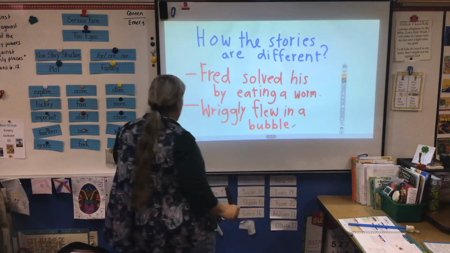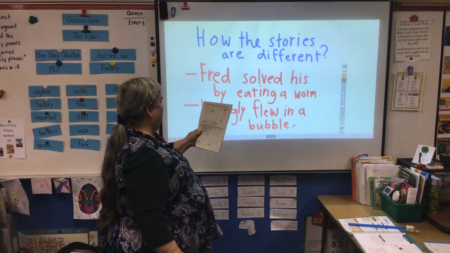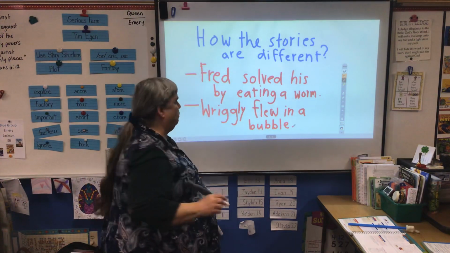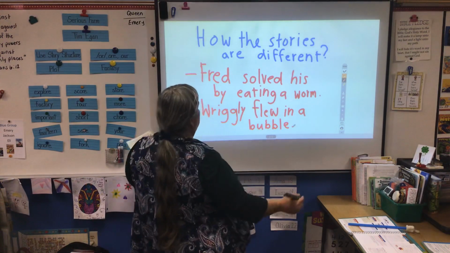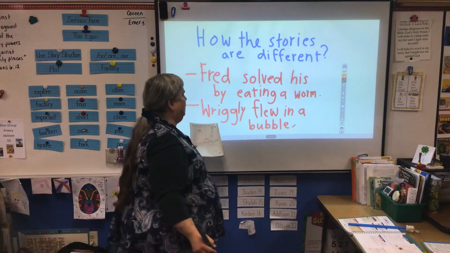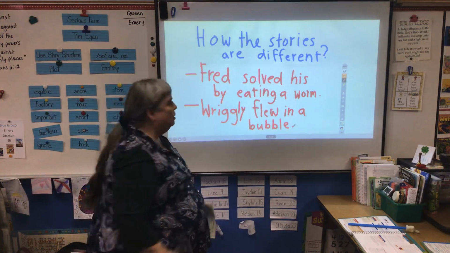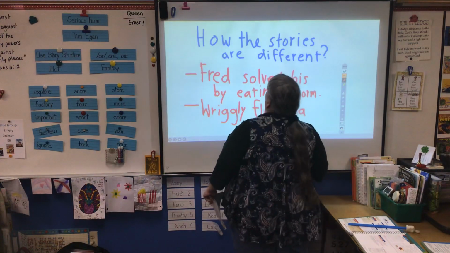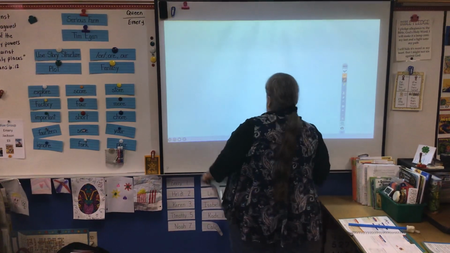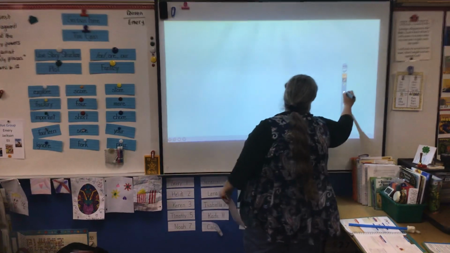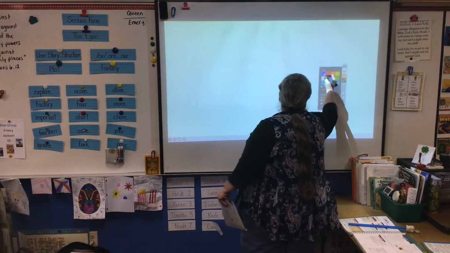Okay, so we're almost done with this page, although we're going to talk about how the solutions are different. So how are the stories different? Freddie solved his by eating a worm. Wriggly flew in a bubble. So that's how he solved his problem. And then we're going to say, how are the story solutions different?